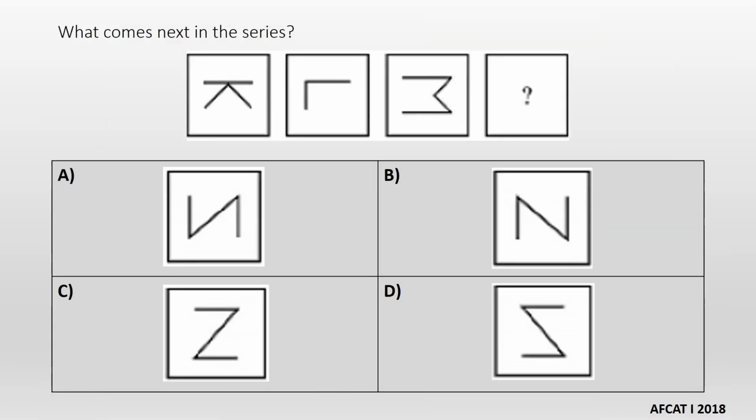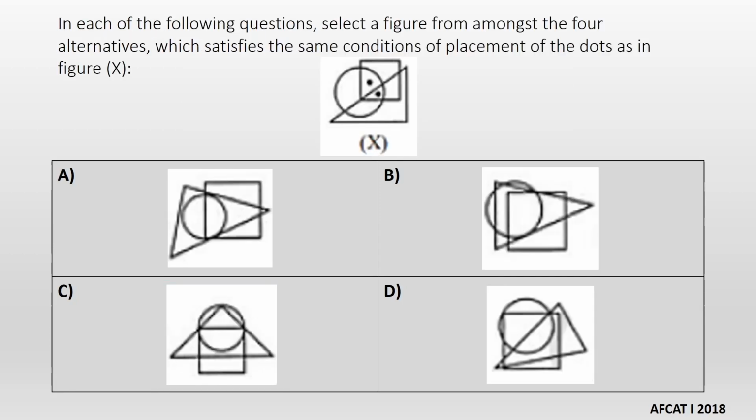The question is what comes next in the series. If we see, it is K, L, M, next should be N, but N should be rotated in the direction like K, L and M are rotated. So the correct answer is C. So till now we did 10 questions. That makes 10% of the FCAT paper.